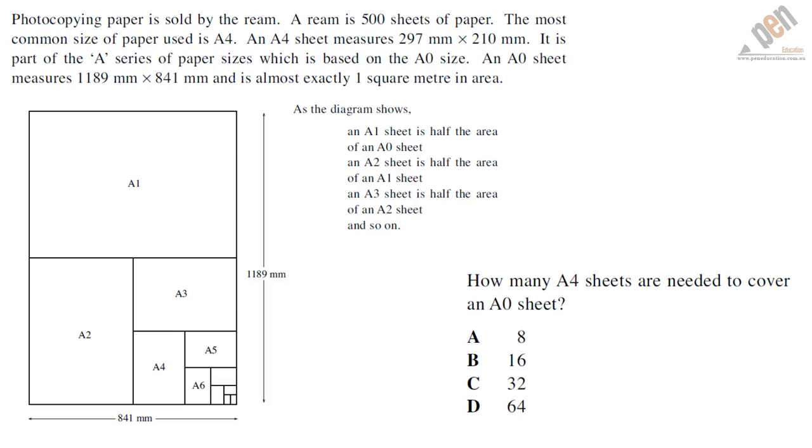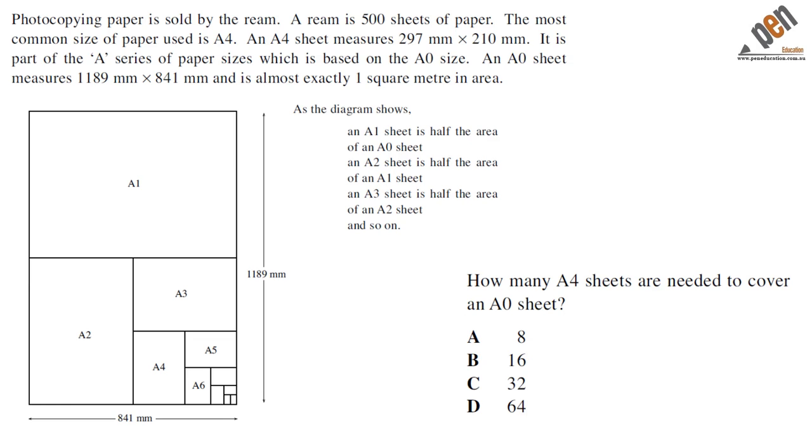Photocopying paper is sold by the ream. A ream is 500 sheets of paper. The most common size of paper used is A4. An A4 sheet measures 297 millimeters by 210 millimeters.